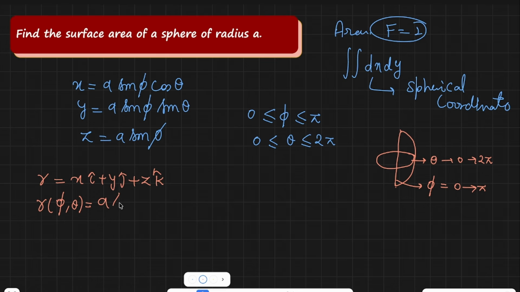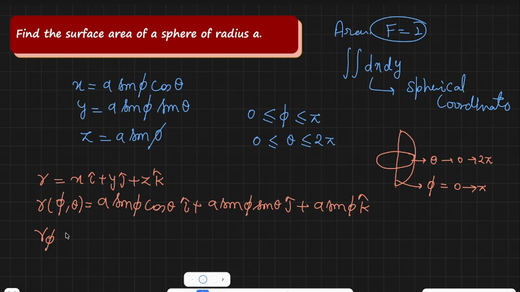So it will be a sin phi cos theta i cap, plus a sin phi sin theta j cap, and this is a sin phi k cap. Now you have to find out the derivatives of that.